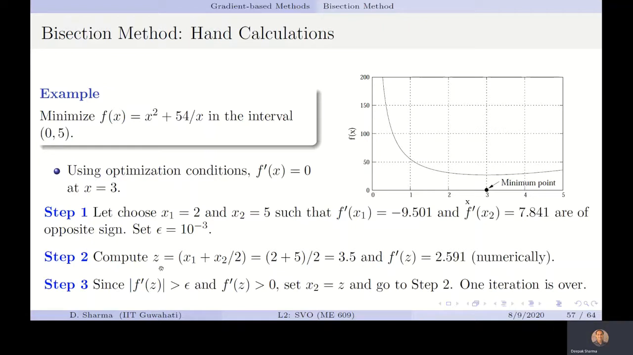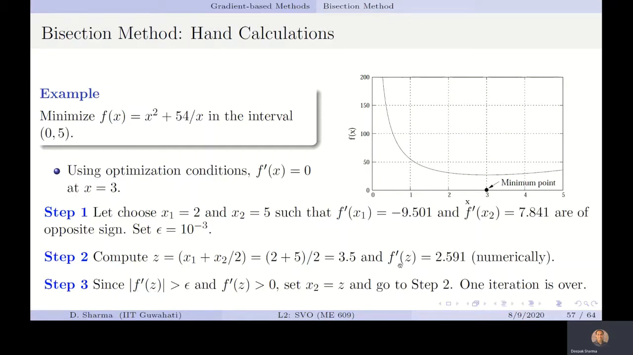So the middle point is given as z, which is (x1 plus x2) divided by 2. This comes out to be 3.5. And when we find the derivative numerically, it is 2.591. Now, you remember that in the algorithm, I have written this particular condition incorrectly. So please note that this is the correct one, where the mod should come for f dash of z.